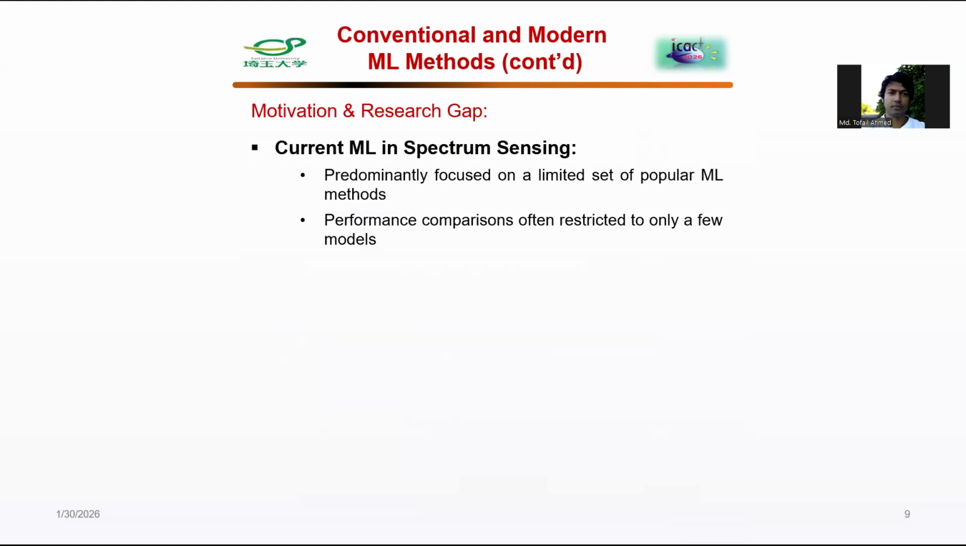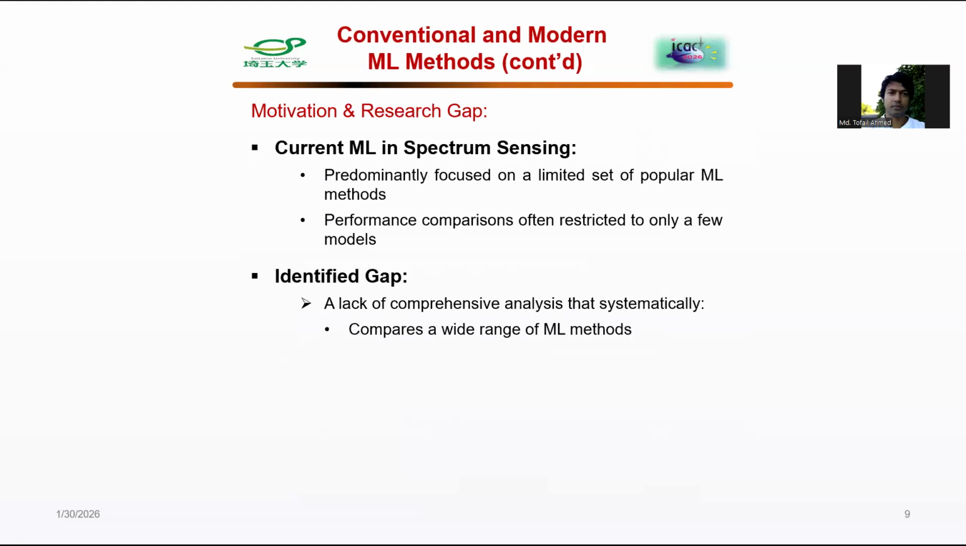Let's discuss the motivation behind this research. Currently, most research in ML-based spectrum sensing focuses on a limited set of popular algorithms. We identify a gap, a lack of comprehensive systematic comparison across a wide range of models, including both classification and regression approaches. Therefore, our goal is to conduct this broad analysis to provide clear guidance for optimal model selection.